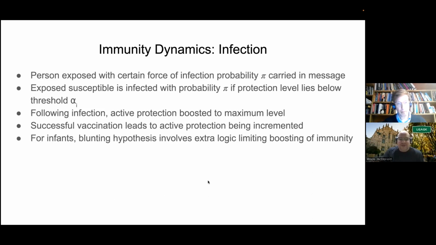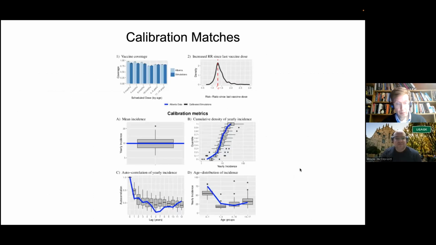For infants, the blunting hypothesis suggests that maternal immunization may lead to reduced immunity development by the early doses of the vaccine. And we'll say a bit more about that in a moment.